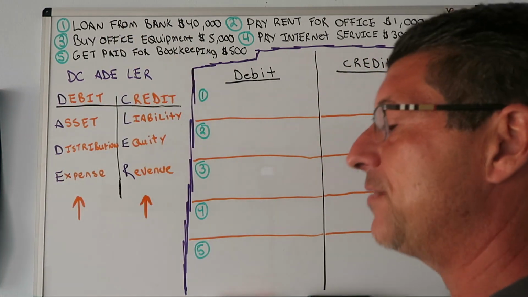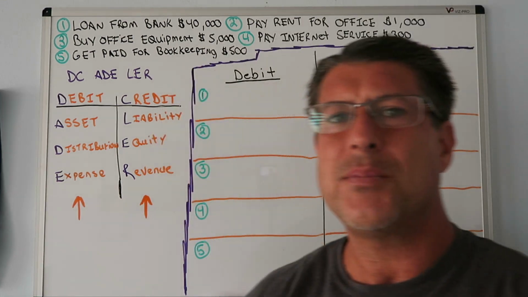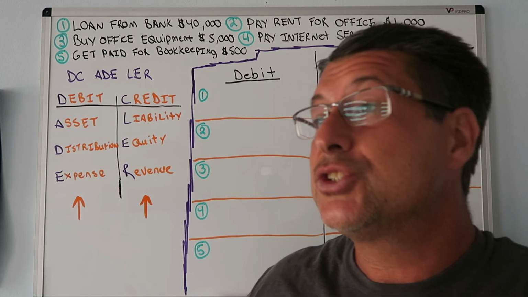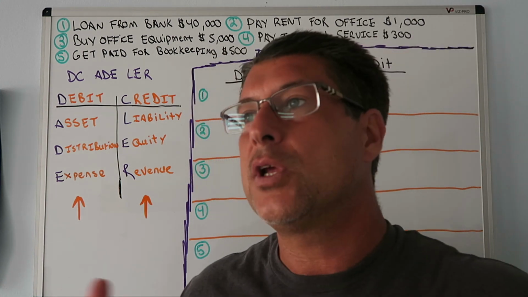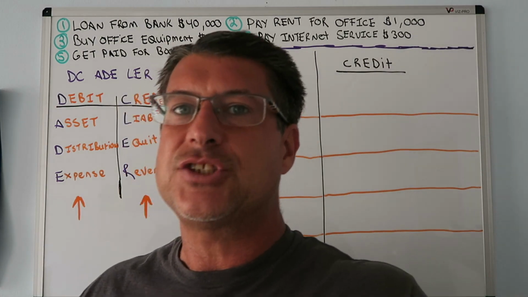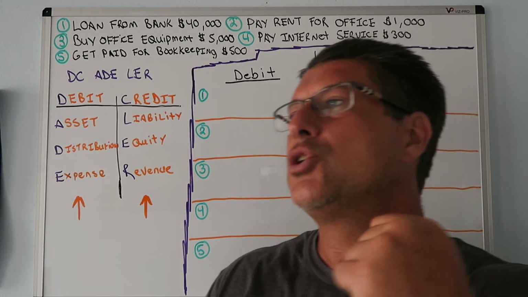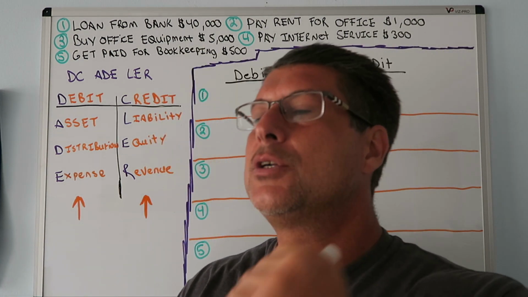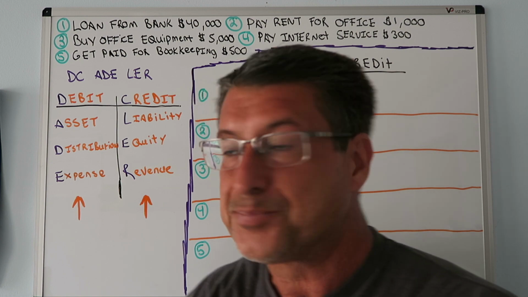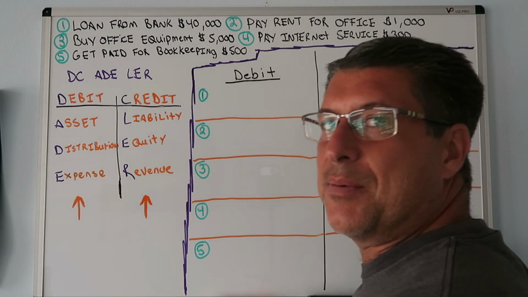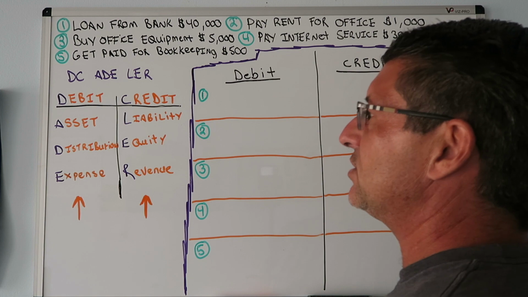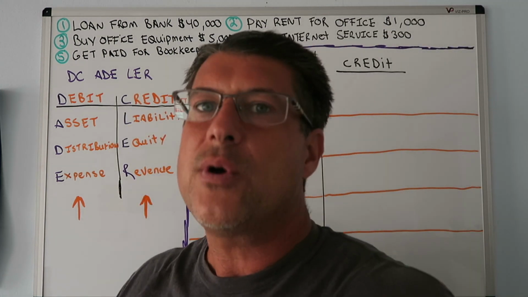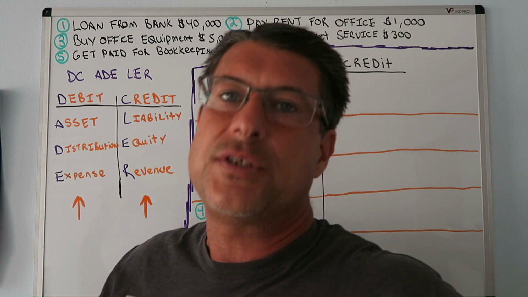Loan from bank, $40,000. So we got a loan from a bank, $40,000. Like I always say, most transactions are going to involve cash. So if you can know what the cash does, you're going to be good. You got to know cash or money or checking account is an asset. If it's going up in value, you debit it. If the asset's going down in value, you credit it. So you got to know if money's coming in or money's leaving, what to do.